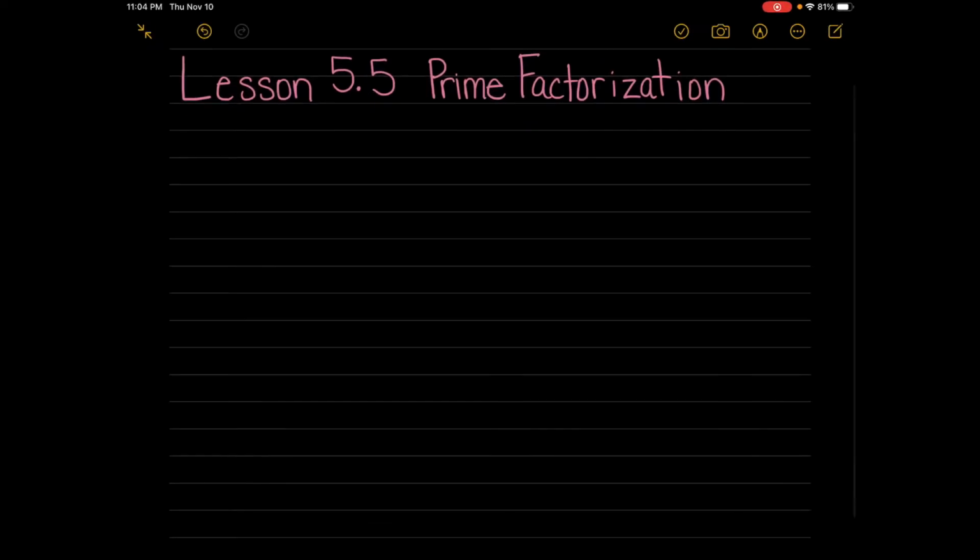Hello students, today we're doing lesson 5.5 on prime factorization. So what we want to do is find the factors that, when multiplied, make a certain number. So let's just jump right in and do an example.